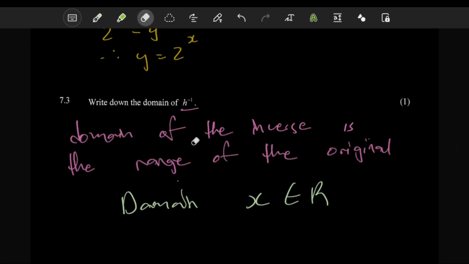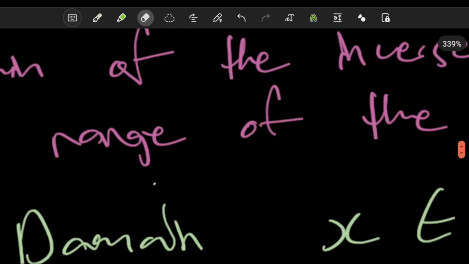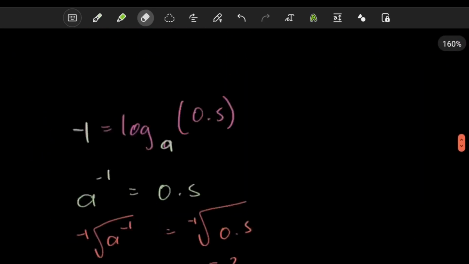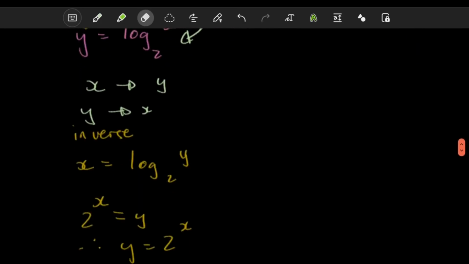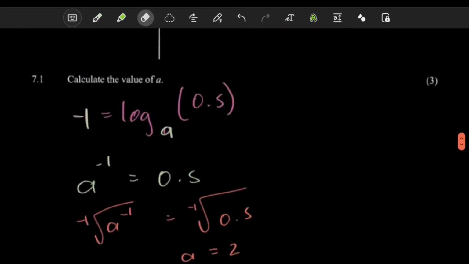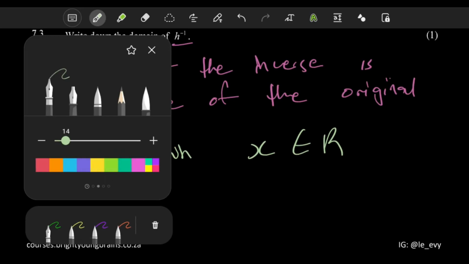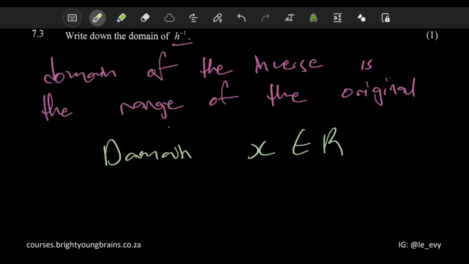You see, the domain of the inverse is the range of the original, where you just swap around x and y, because that's how inverse is. You swap around x and y. So where you had a y over here, you will just have an x over here. Where you had range over here, you would just have domain over there, because that's with inverse graphs. Domain and range swap around, x and y also swaps around.